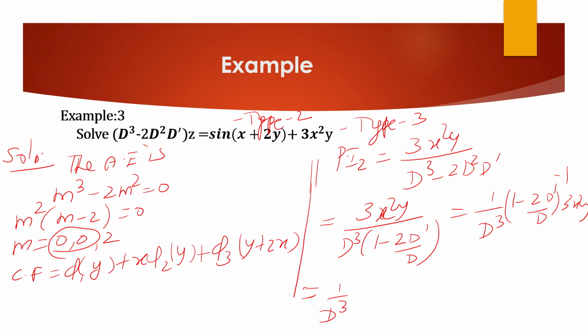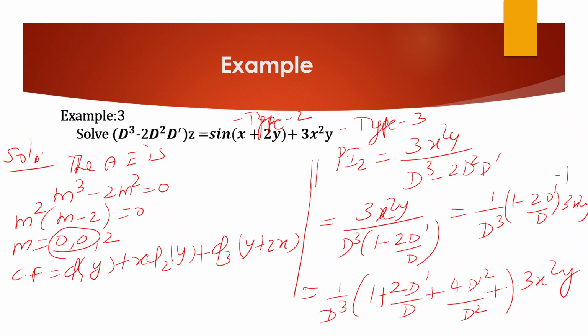So it is 1 by D cube of (1 minus ...) and here also minus. In the series we have only positive signs because we have two negative signs, so it is a positive series: 1 plus x plus x square, where x is 2 D dash by D. So it is 1 plus 2 D dash by D plus 4 D dash square by D square. Maximum we can find only D dash once, and D dash square is not possible, so we can stop here. The next term would be x cube, 1 plus x plus x square plus x cube and so on, of 3x square y.